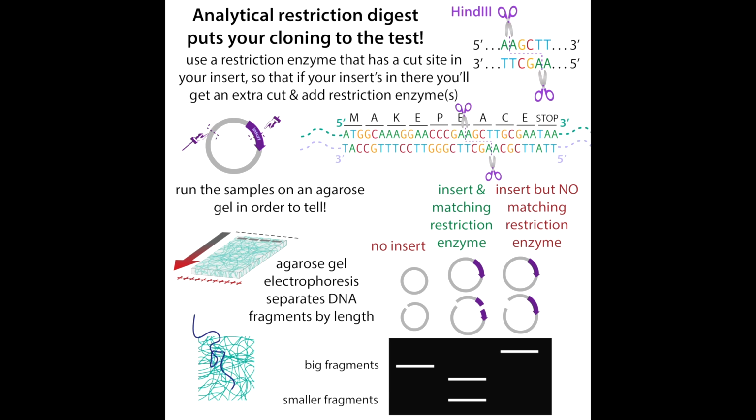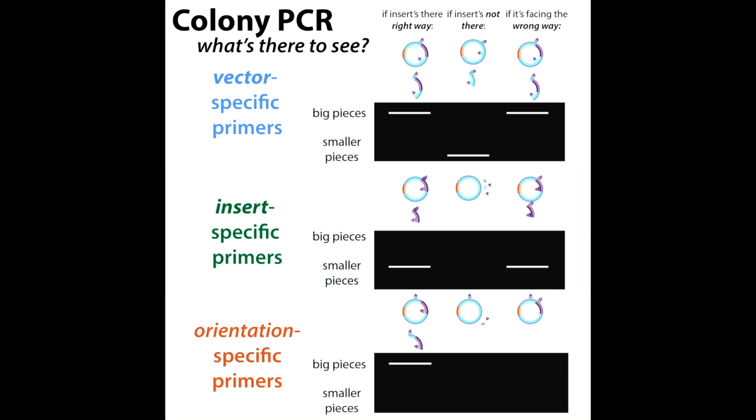Another way is a colony PCR. Instead of cutting the plasmid, you make lots of copies of a region of the plasmid, in such a way that the size of the products, or the presence of the products, will depend on whether the insert is there. So you can use primers. Primers are short pieces of DNA that you use to bookend the region that you want to be copied. They serve as start sites for DNA polymerase, the copier, to go between.